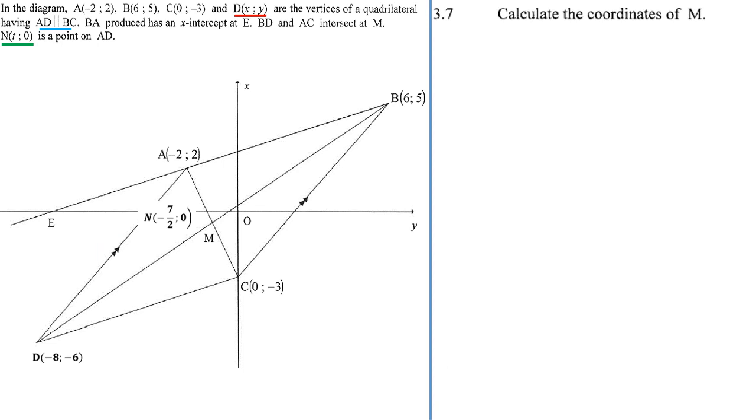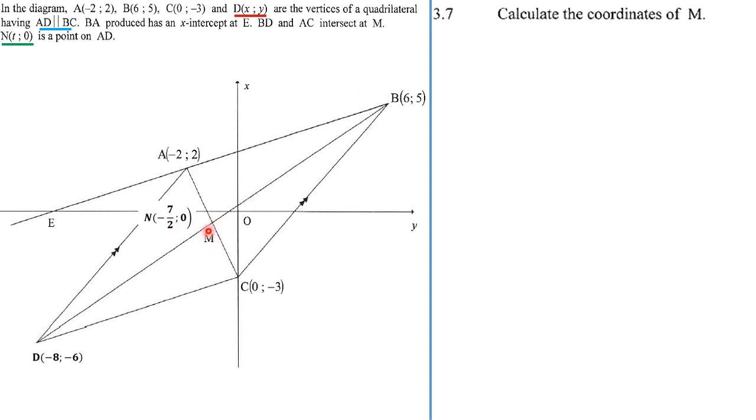Remember, ABCD is a parallelogram. So it means M is the midpoint. Because if ABCD is a parallelogram, it means AC bisects BD. It cuts BD into 2 equal segments. It means DM is equal to BM. At the same time, BD bisects AC. It means AM is equal to CM. Therefore it's a midpoint. M is the midpoint of AC, and at the same time the midpoint of BD.